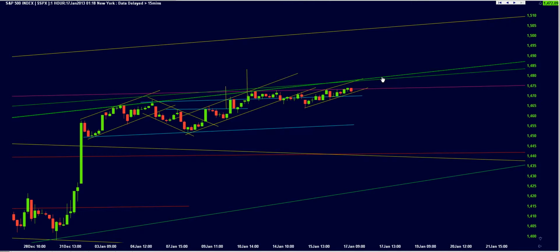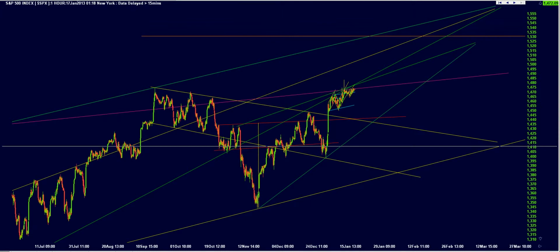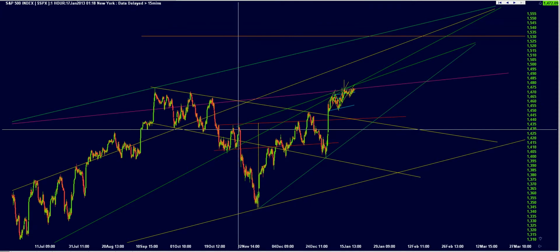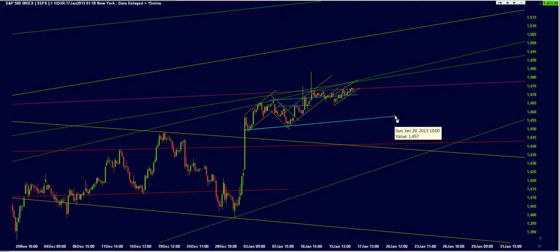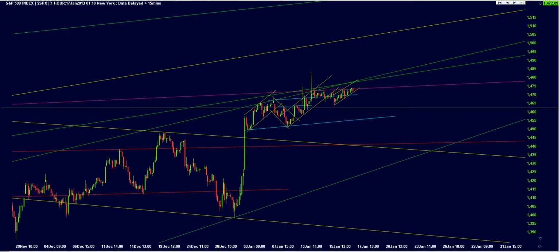Just remember, we are still looking at the S&P with a view to move up to around that 1530 area with this inverted head and shoulders pattern here. At the moment, we've still got our support area around that 1457 area, and we've got resistance around that 1475 level and just up there in the 1480s.